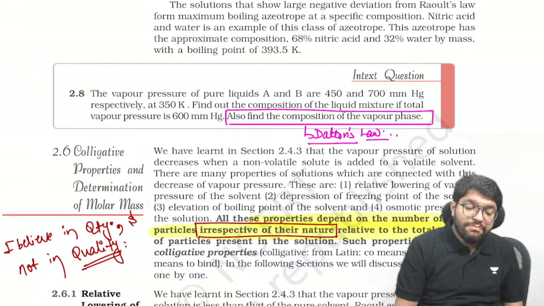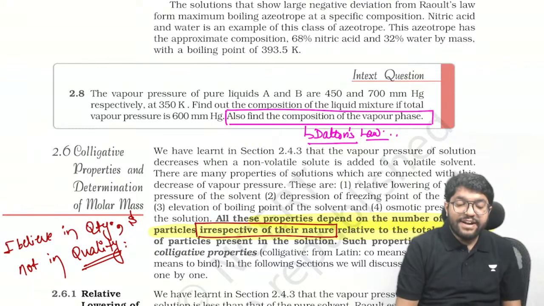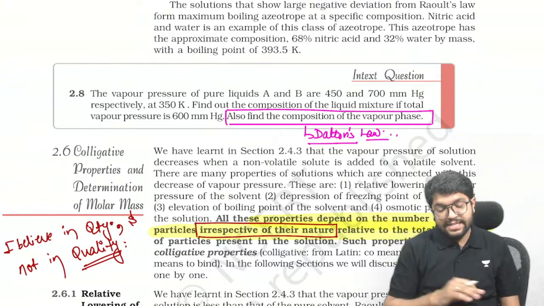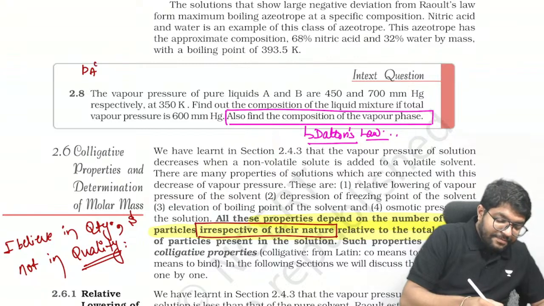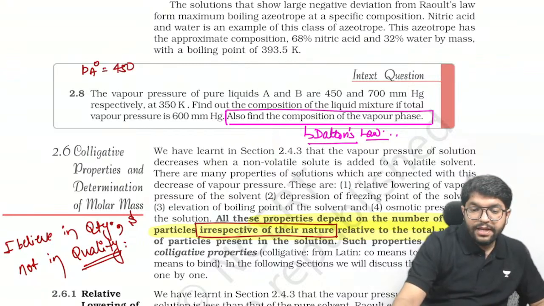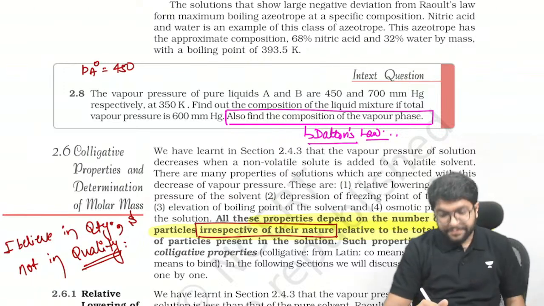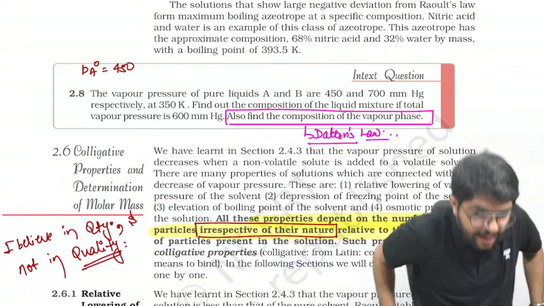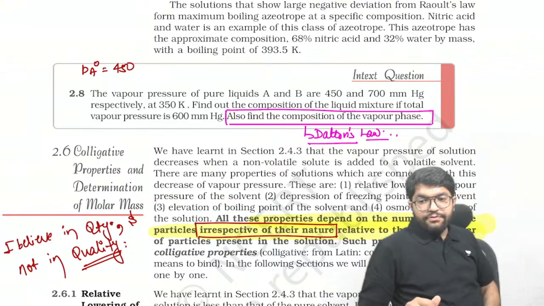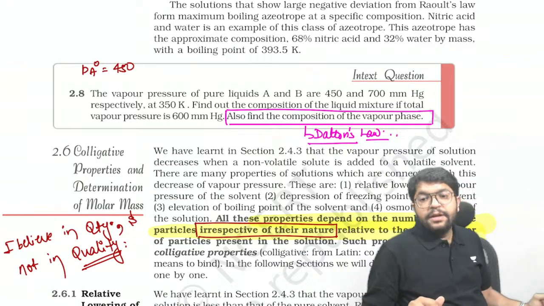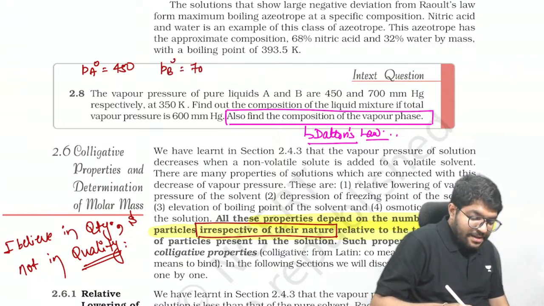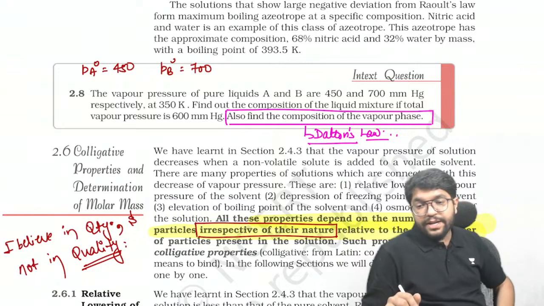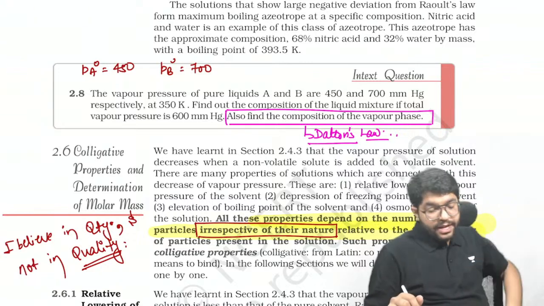Good. The vapor pressure of pure liquids A and B are 450 and 700 respectively at 350 Kelvin. Find the composition if the total vapor pressure is 600. Very, very simple, sir. PA naught is 450. And then PB naught, doing it with me quickly, PB naught is your 700, right? So where do we do it now?